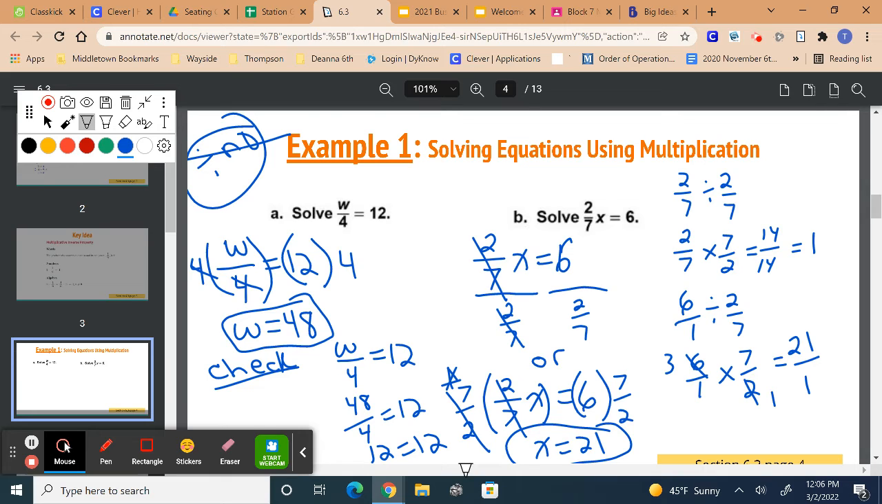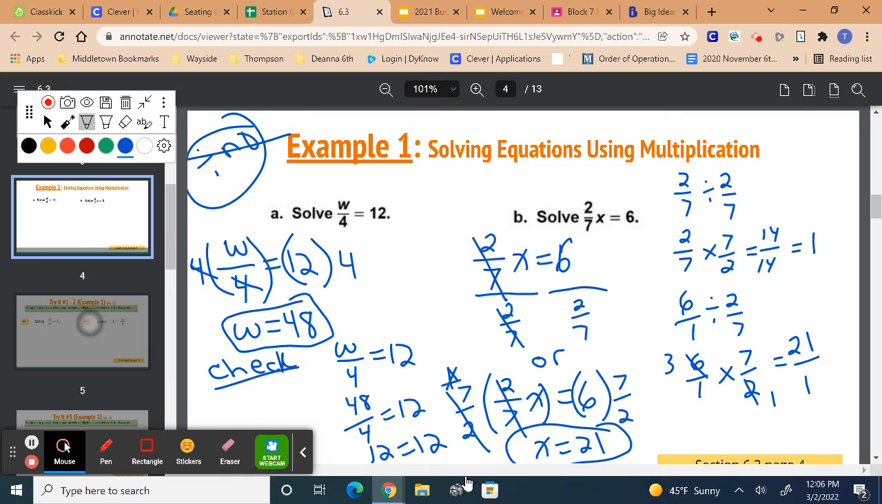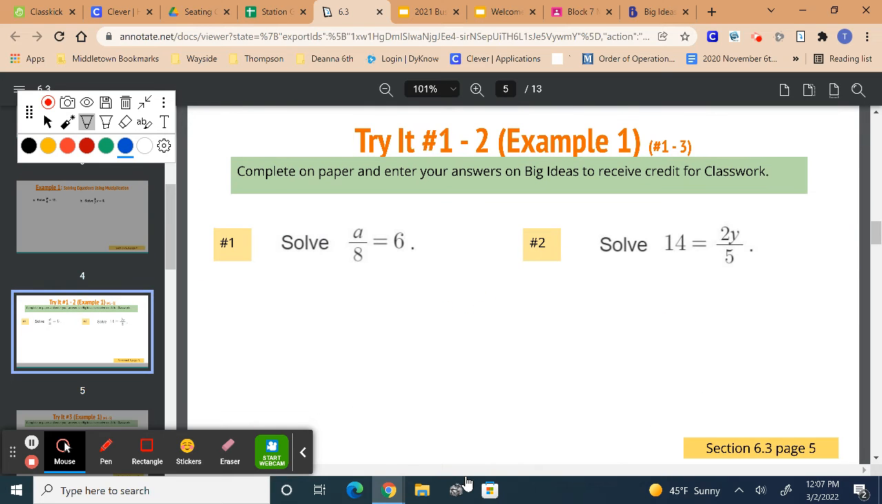Sam? You can check. I don't have any room to check it, but when you check it, you would do 2/7 times 21. Okay? And then see if you get 6. You should. All right, now, I want to go over a few of the triads before we go to example 2, and then we're all done. So, look at number 2. And if you want to, write down number 2 so that when you get to it, you'll know what to do.